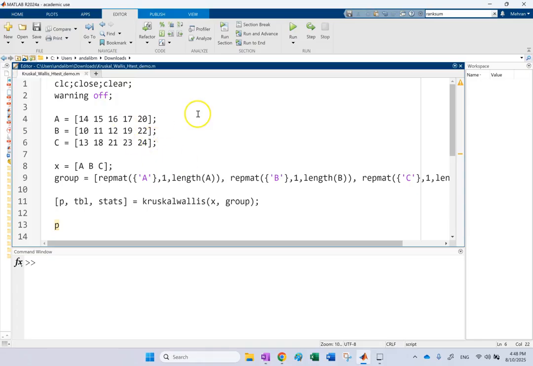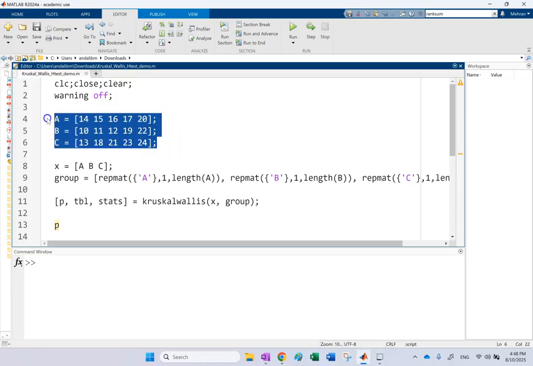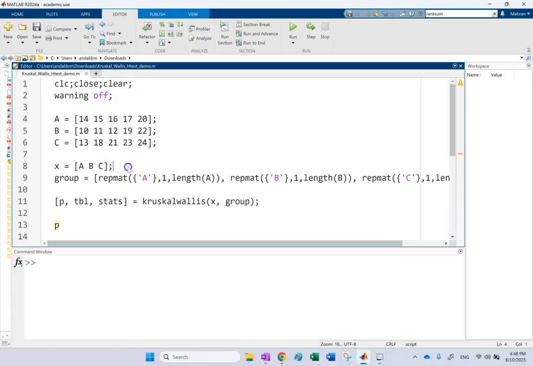Now, first let me show you how to do it in MATLAB. So these are the data for groups A, B, C. I merged them basically like this in a matrix X, which in this case is a line vector really. And then you see that my group is going to be 5 A's, 5 B's, and 5 C's, because that's how I sorted my data. Then I pass this group and X to Kruskal-Wallis. It gives me the stats table and P, and all I care about is P.